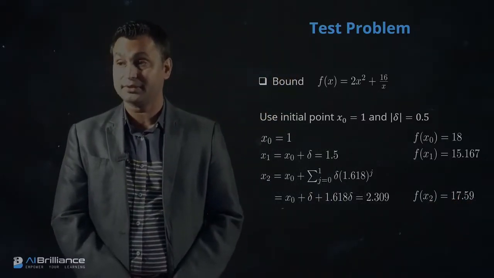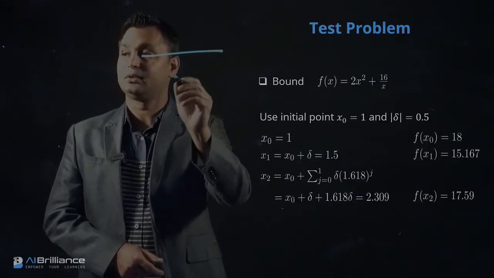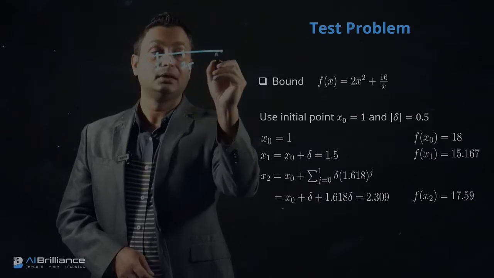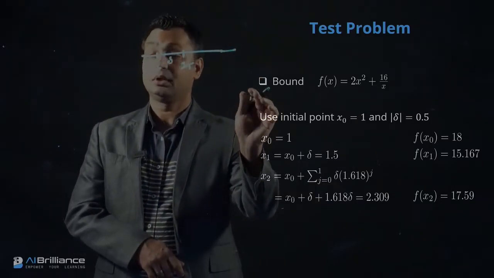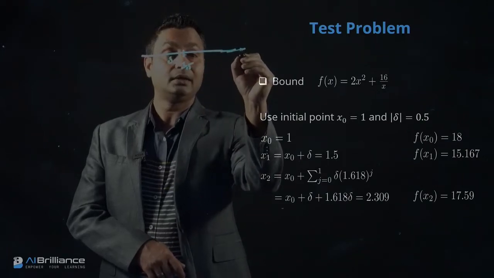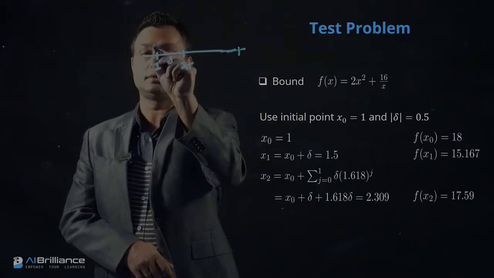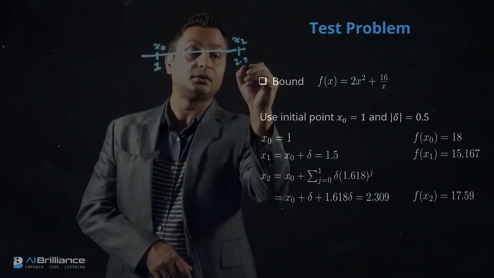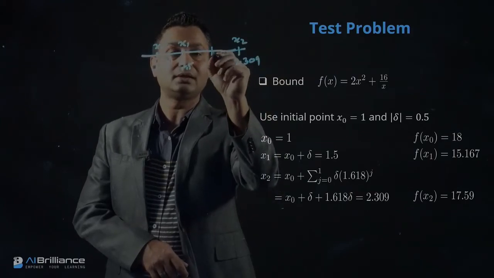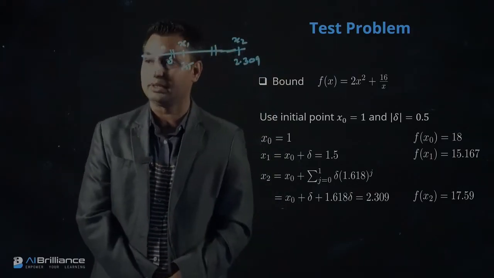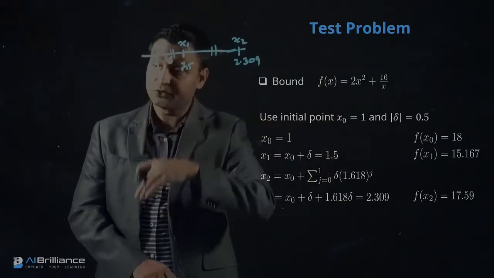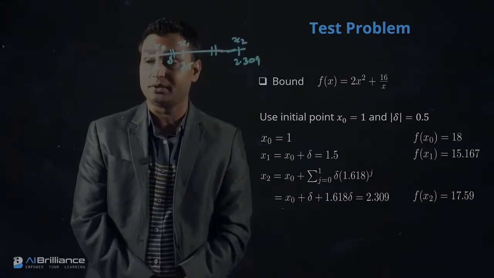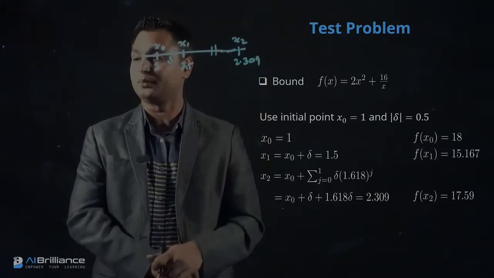Now if you look at what is happening, on the x-axis you have 1 here, you have 1.5 here, this is delta, and let's call this x0, let's call this x1, and this is x2, which is 2.309. So you can see that this distance is not equal to this distance, and that's the difference in the Fibonacci sequence method that you use to generate the sample point itself. Now the functional sampling is different from the sample points that you're generating.